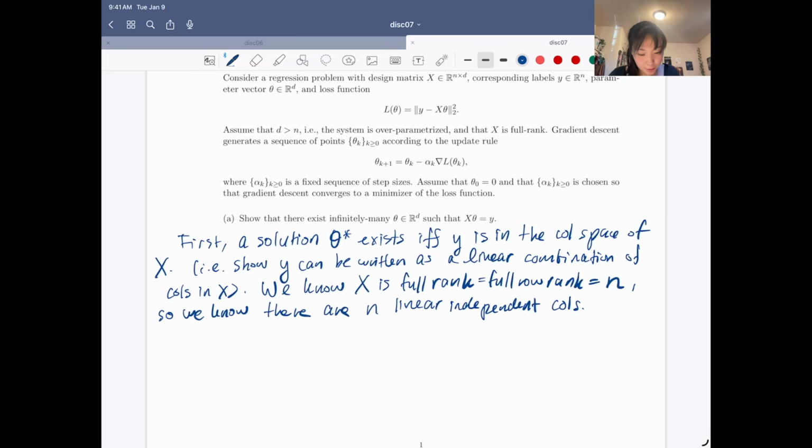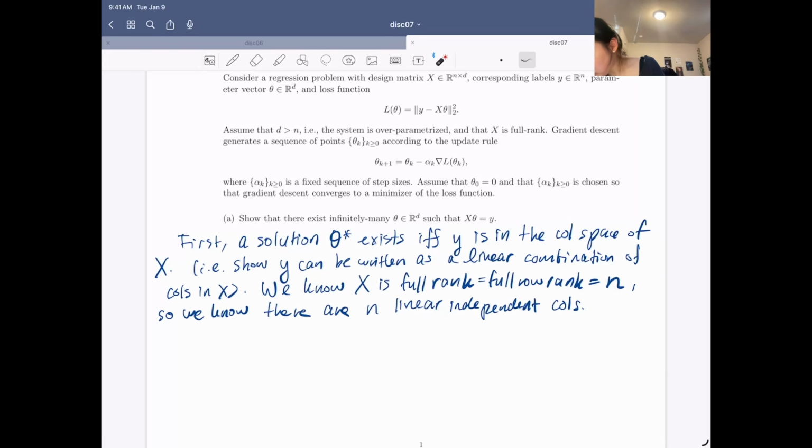Again, how we know there are n linearly independent columns is because the number of linearly independent columns is equal to the number of linearly independent rows, and the number of linearly independent rows is equal to the row rank. And we know we have a full row rank because n is less than d, right? So our rank is determined by the number of rows, and that's n. And so we know there are n linearly independent rows, therefore there are n linearly independent columns. Hopefully that made sense.